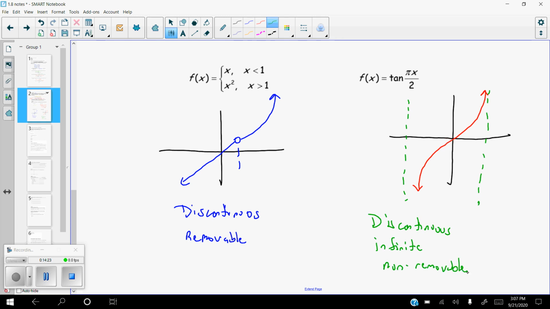All right, again, hopefully that makes sense. Oh, by the way, these were at pi halves and negative pi halves, just to remind you that's where the discontinuities were. All right, let's move along.